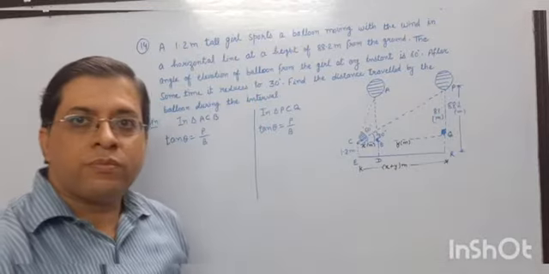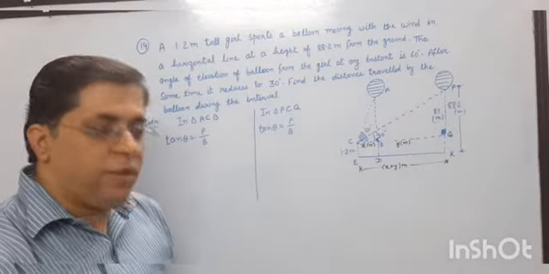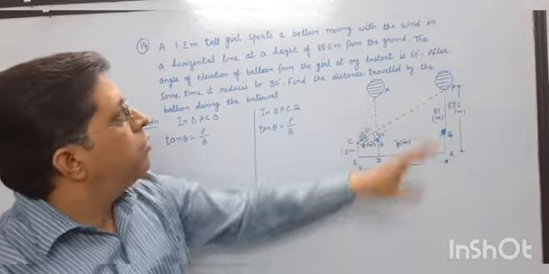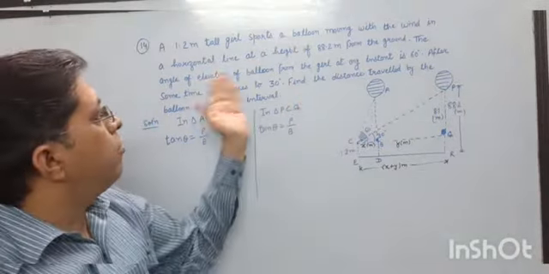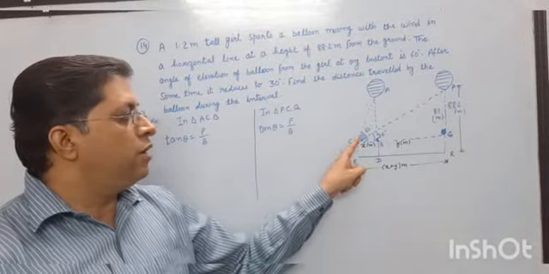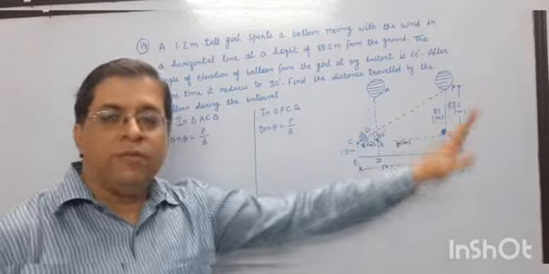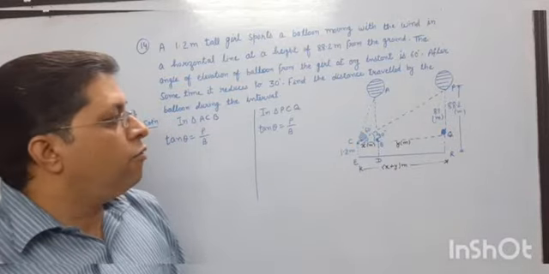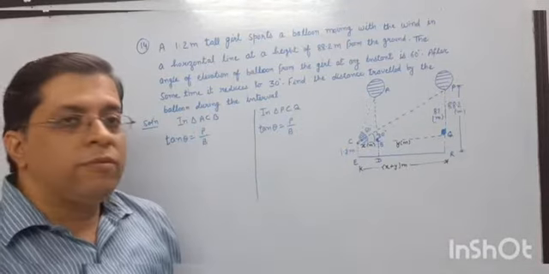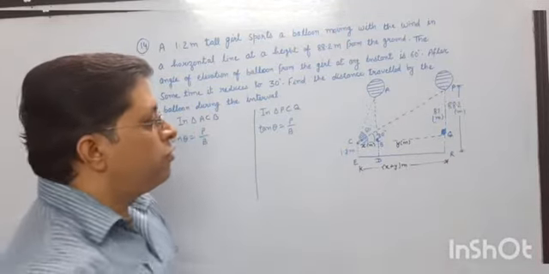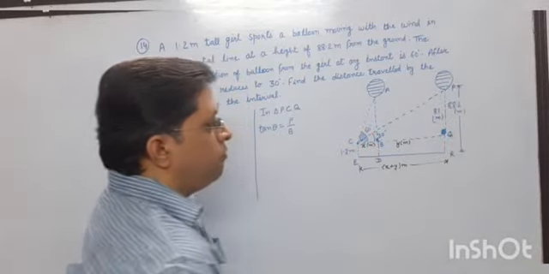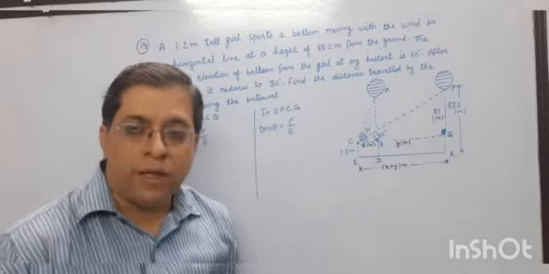Same thing. Now see, two balloon positions are A and B. Both are moving with the wind in a horizontal line. Angle of two elevations are here. One is 60 degree and other one is 30 degree. Then you have to find the distance traveled by the balloon during this interval. How much distance covered by the balloon? You have to find y.